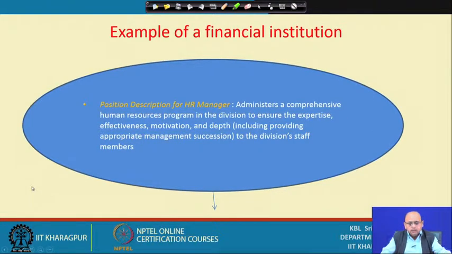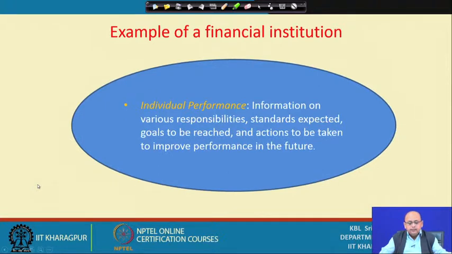Then moving to the role of the HR manager, we also discussed it. The HR manager has to see that people have the competencies, motivation and talent required to succeed. And finally, we talked about individual performance. The individual has to have responsibilities, standards and expected goals to achieve, and know what is to be done to improve their performance. Based on this, we can see how strategic alignment happens at different levels, starting with vision, mission, goals and objectives.